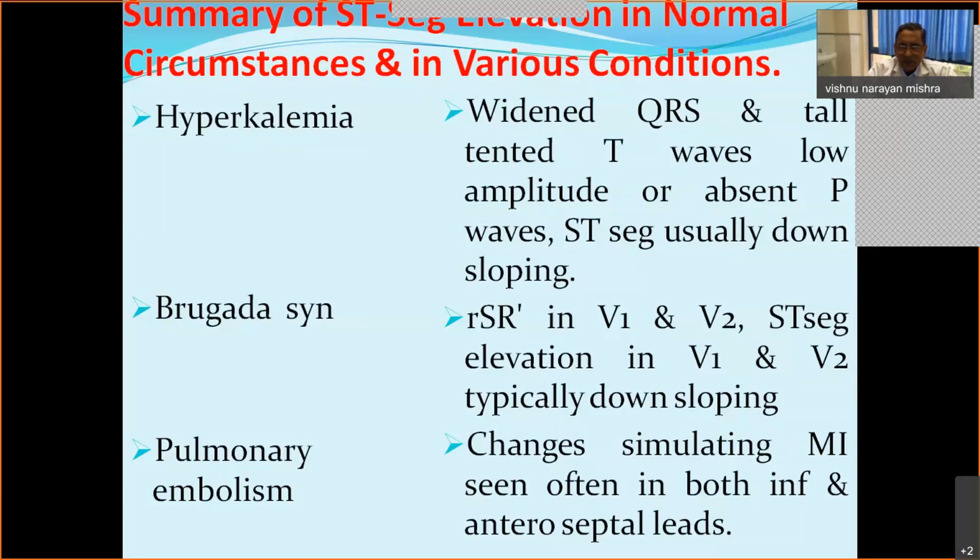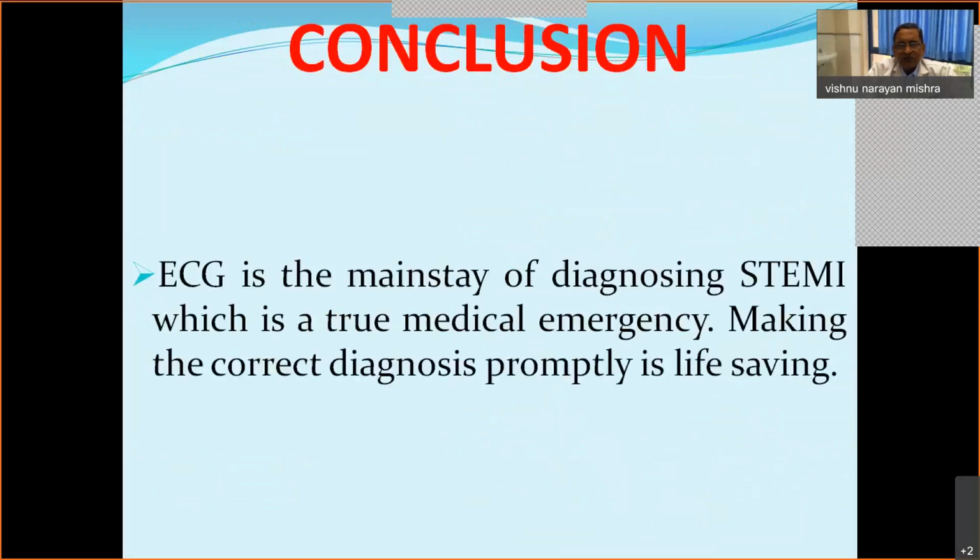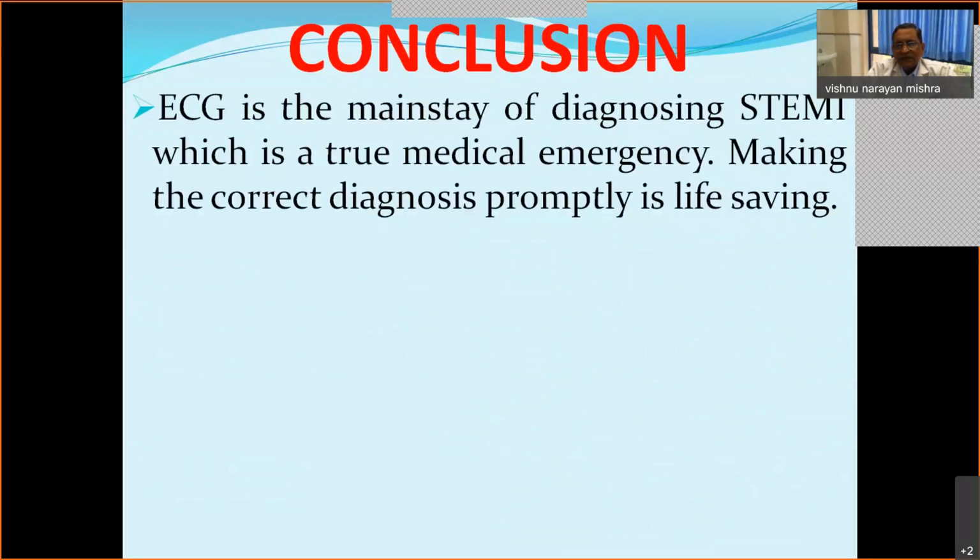Pulmonary embolism changes can simulate MI, seen both in the inferior and the anteroseptal leads. And the classical one, I have already told you: lead 1 is having S and lead 3 is having Q and T inversion. So the S1 Q3 T3 phenomenon, which I have told you in detail.